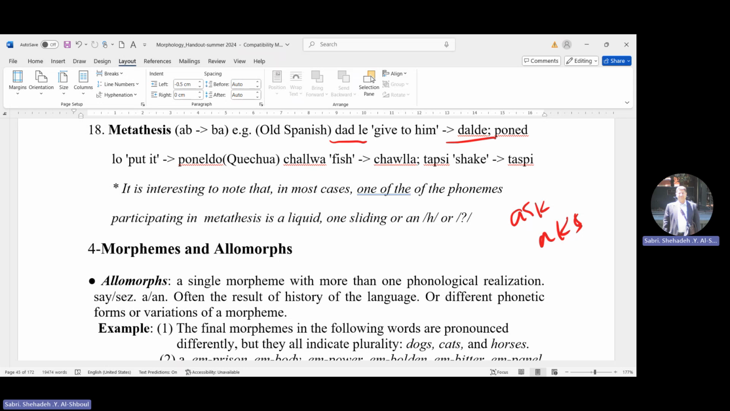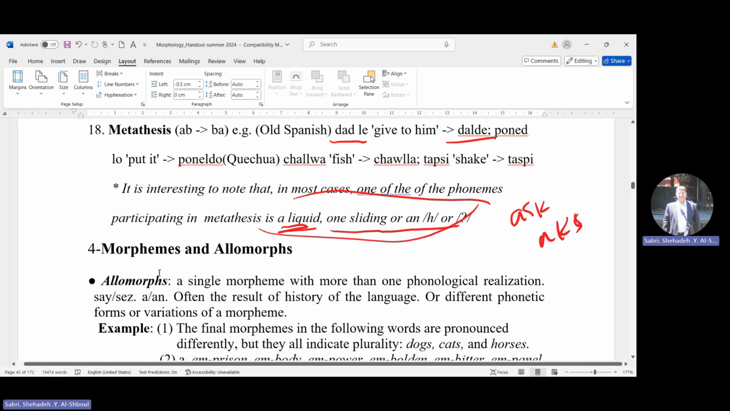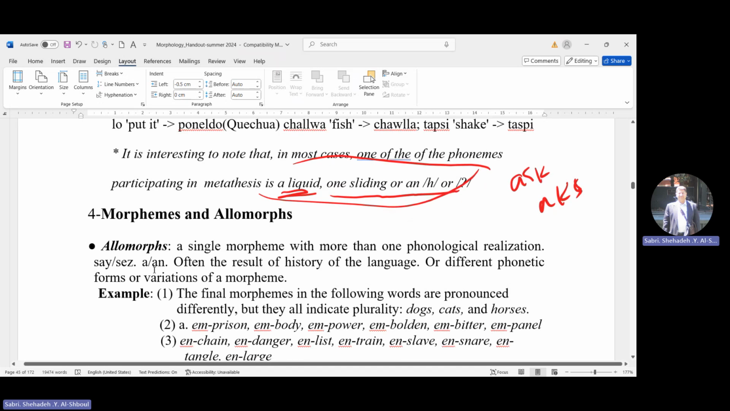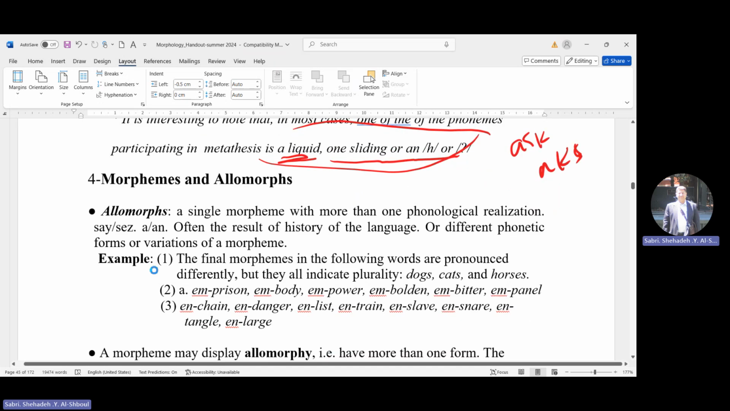So let's say in general, we notice that in most cases, one of the phonemes participating in the metathesis is a liquid, a glide, or an H, right? So typically, this is a kind of general remark marking the nature of metathesis. And now we move to allomorphy, to the notion of allomorphy and morphemes.